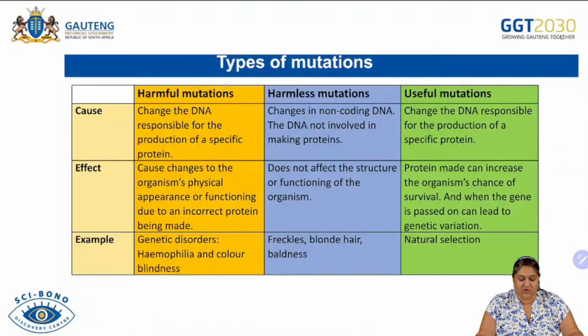Let's go through it and then we'll have a look. So I've divided it into cause, effect, and example, okay, to make it easier for you. So the harmful mutation is when there's a change in the DNA responsible for the production of a specific protein. So it's got to do with the protein making. And what does it cause? What is the effect of this? It causes changes to the organism's physical appearance or functioning due to an incorrect protein being made. Okay? And the examples of these genetic disorders are hemophilia and color blindness. So as you know, these are harmful. Okay?